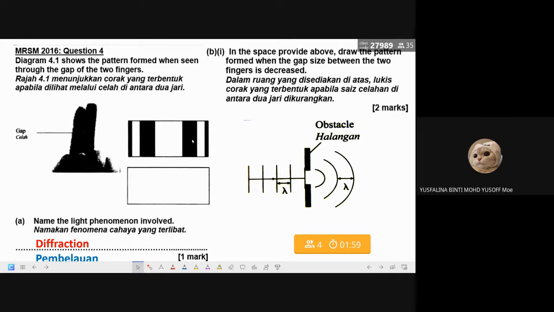Four students already submitted. What happened to the size of the fringes in the middle, whether it will be wider or more smaller?